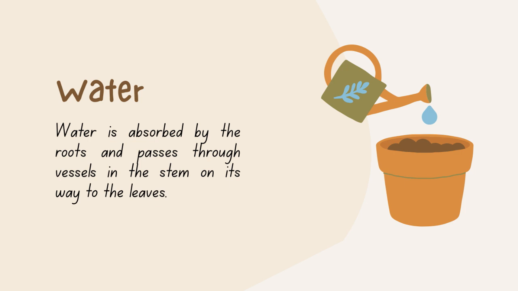This process is essential because water is not only crucial for the plant's structure, but also for photosynthesis, which occurs in the leaves. As water reaches the leaves, it plays a key role in maintaining the plant's overall health and supporting growth. Understanding this flow helps us see how interconnected and efficient plant systems really are, especially when it comes to getting nutrients where they need to go.